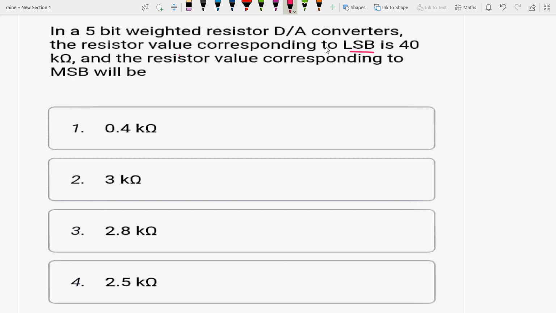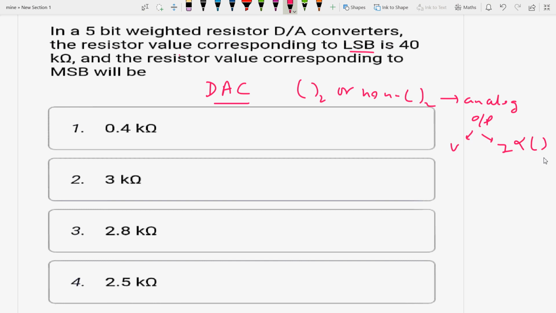DACs, what do they do? As you can see, DAC means converting binary or non-binary numbers and codes into analog ones, right? Its output, what is its output? It can be voltage or it can be current, proportional to the value of its digital input number. So in an n-bit weighted resistor DAC, there are n resistors.